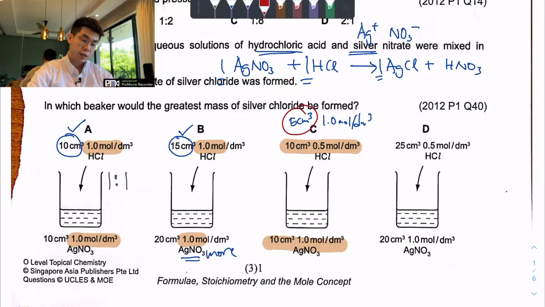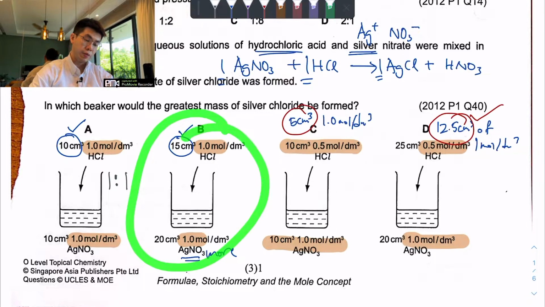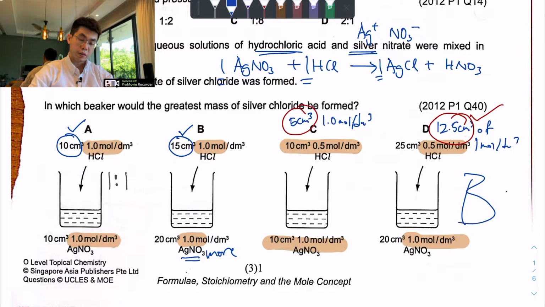Okay, and for this one, we have also the same 1 mole. This one is 0.5. So we'll do what we did the previous time. So this is the same as 12.5 cm3 of 1 mole per dm cube. So we can see which one has more. 12.5 will be the limiting reactant. So again, limiting reactant, limiting reactant, limiting reactant, and limiting reactant. So it happens that all the HCl's are limiting reactants over here. So we want the greatest mass. So we just need to see which limiting reactant has the most. So the limiting reactant that has the most would be B. So for this one, the answer would be B.